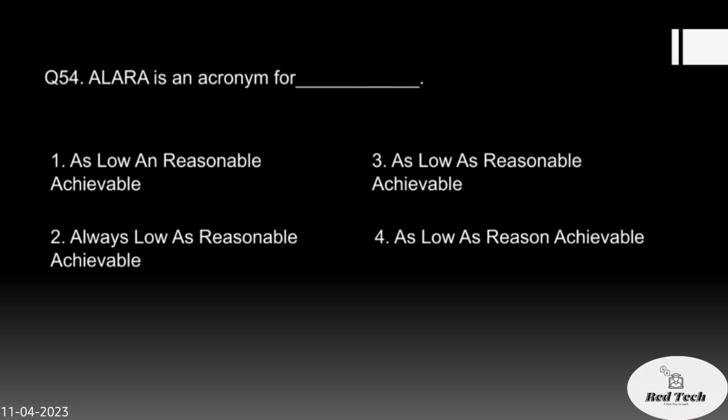Question number 54. ARRT is an acronym for, meaning you have to tell the full form of ARRT. I have discussed ARRT in a previous video, or you can say in my uploaded video. You can watch the ARRT video in detail if you want to go deeper. In this question we only have to tell the full form. Option 1 is as low and reasonable achievable, option 2 is as low as reasonable achievable, option 3 is as low as reasonable achievable, option 4 is as low as reason achievable.